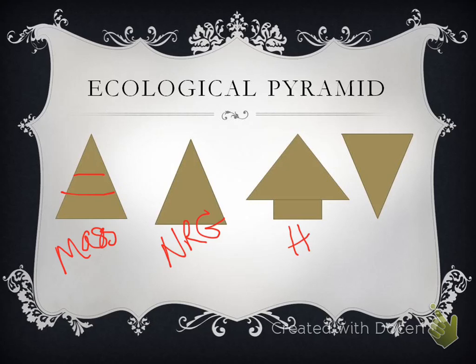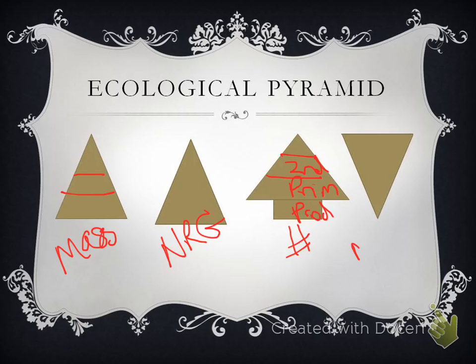But the numbers pyramid, remember this is the producers, and then the primary, and the secondary, and the tertiary. Remember the producers can support more primary, but the primary can support more secondary, so it's backwards.